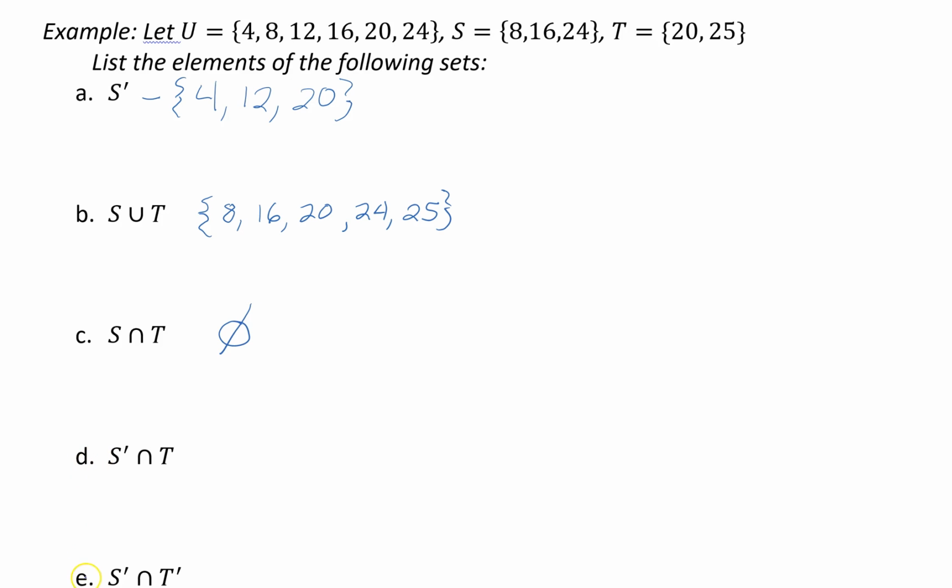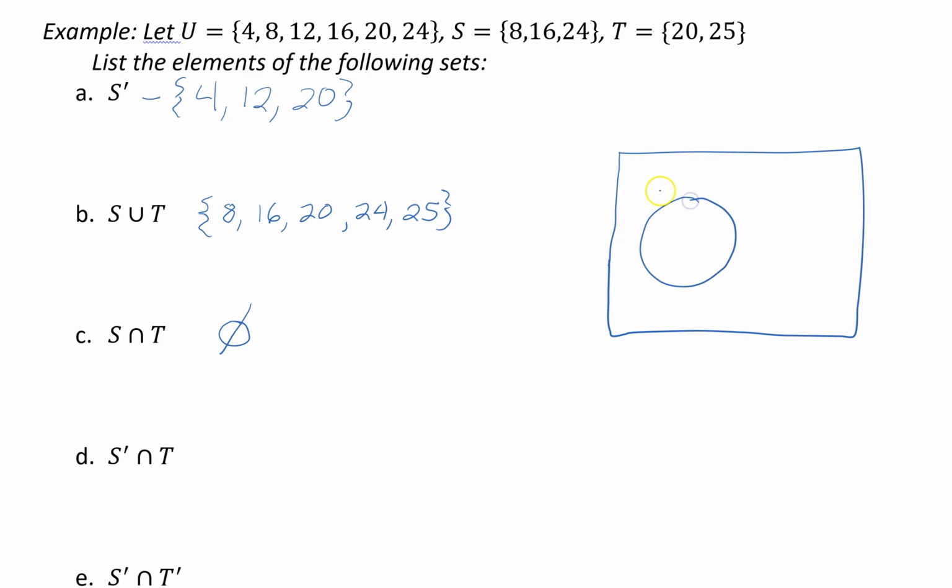Okay, now we're going to get into parts D and E, and these are a little more complicated. So I want to introduce something called a Venn diagram. A Venn diagram starts with a box to represent the universe. Within that, I put my set S, and you can label it S inside the circle or outside, and then a circle T, and you want to overlap these. In S, I have 8, 16, and 24. And in T, I have 20 and 25.